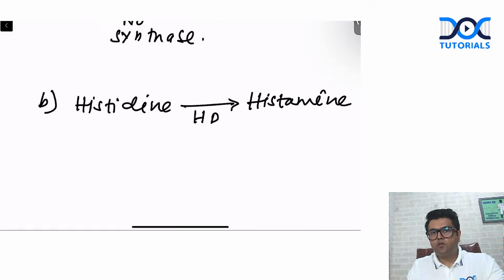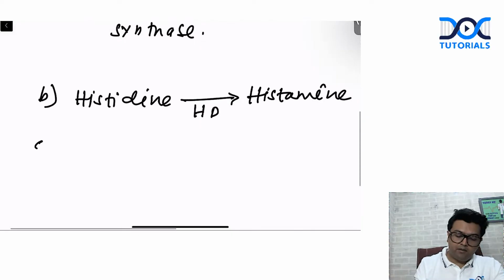Histidine is also a very important amino acid. Why? Because it is part of the hemoglobin buffer. So one of the most important amino acids with buffering capacity at the physiological pH is histidine. Answer is histidine.